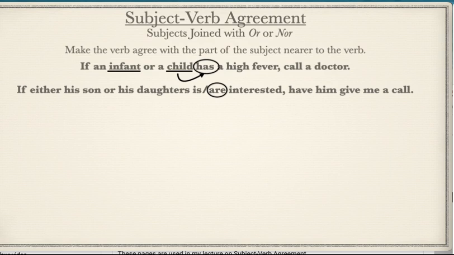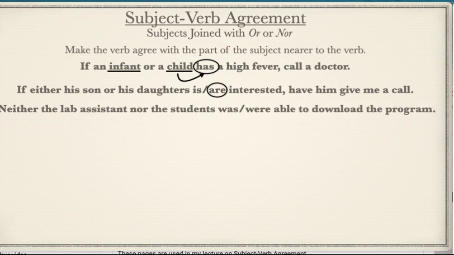All right, try this one. Neither the lab assistant nor the students was or were able to download the program. Should the verb be was or were? Okay, the verb that agrees with a plural noun, students, is were. Neither the lab assistant nor the students were able to download the program.